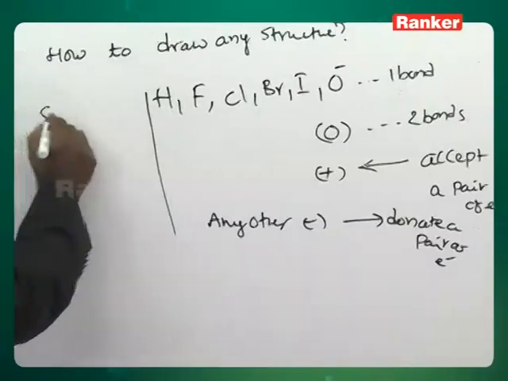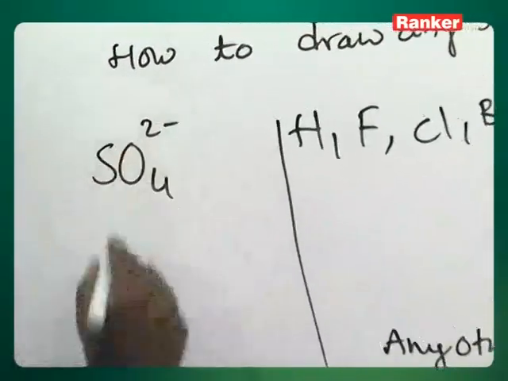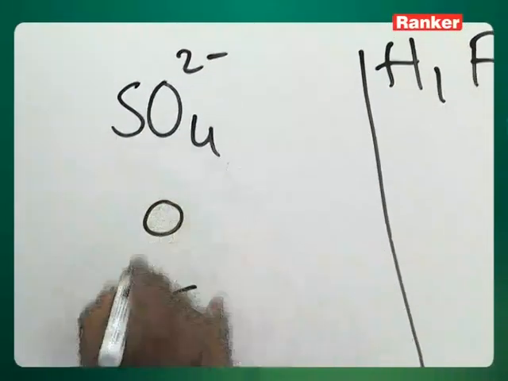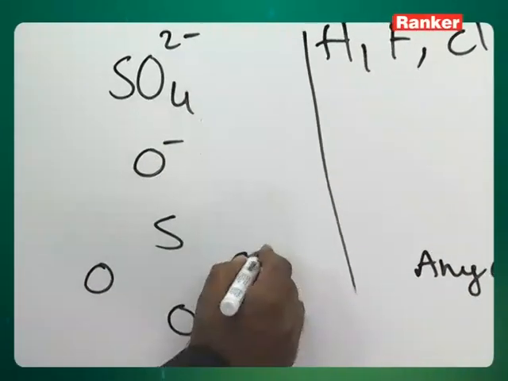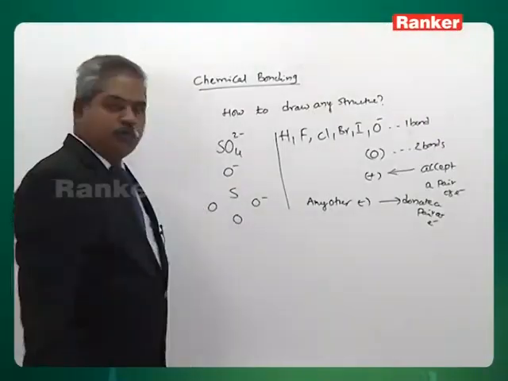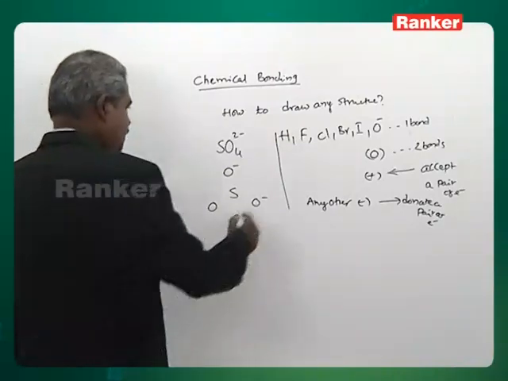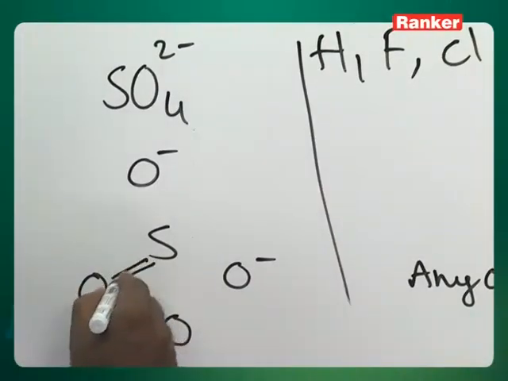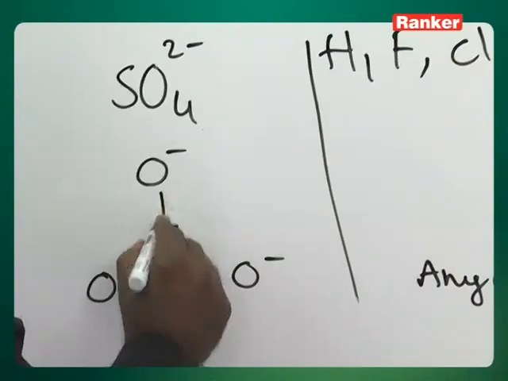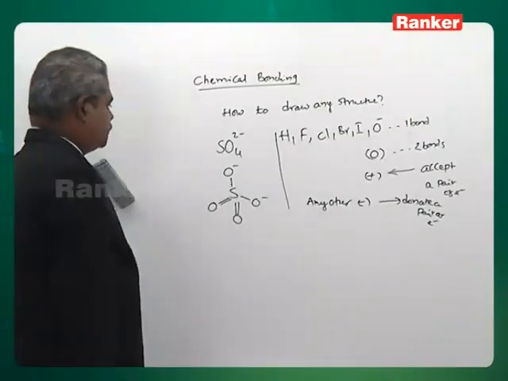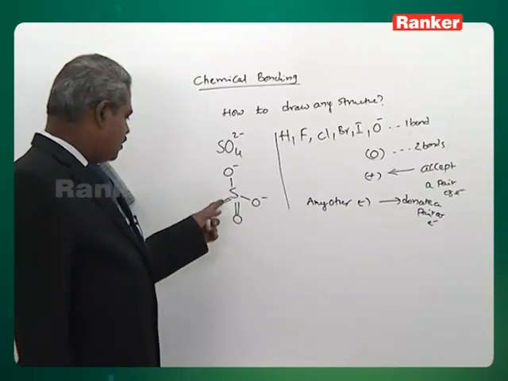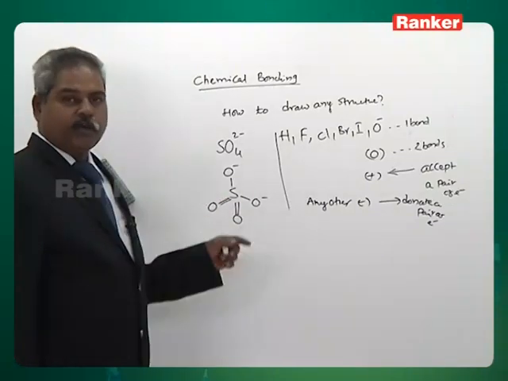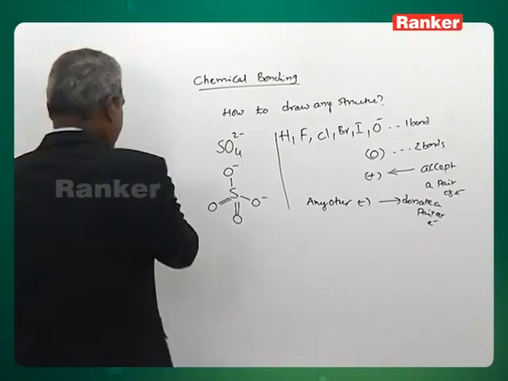Now, SO4 2 minus, how will you draw it? 1 sulfur, 4 oxygens, 2 of them are minus. Out of the 4 oxygens, 2 are minuses. What is the role of oxygen? 2 bonds, and O minus 1. So don't worry whether sulfur can form 6 bonds or not: 1, 2, 3, 4, 5, 6. Don't worry about it yet, it's too early.